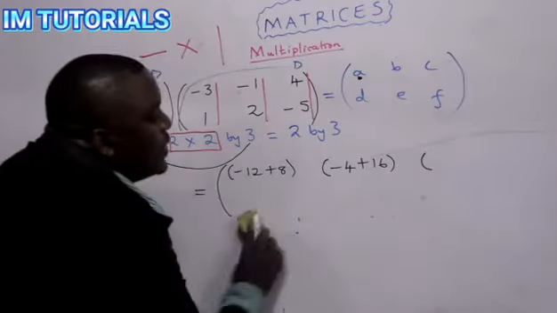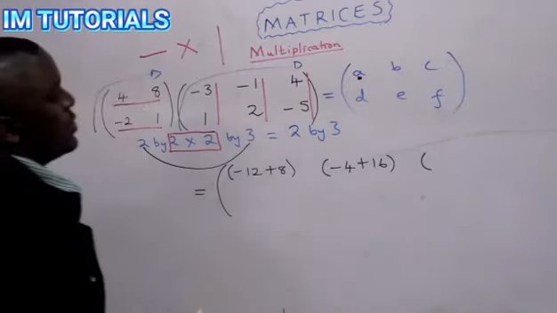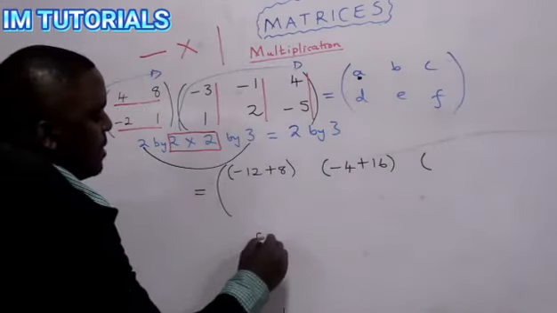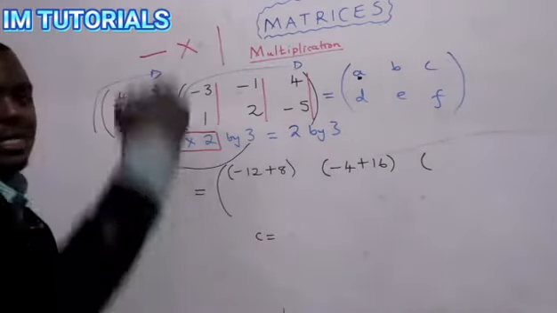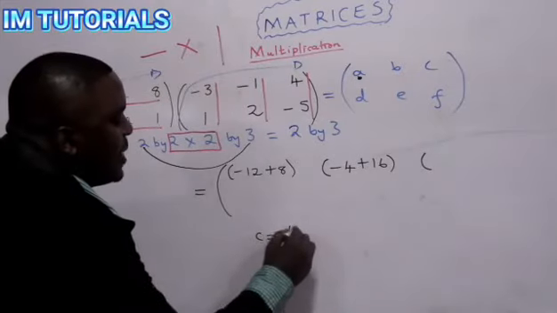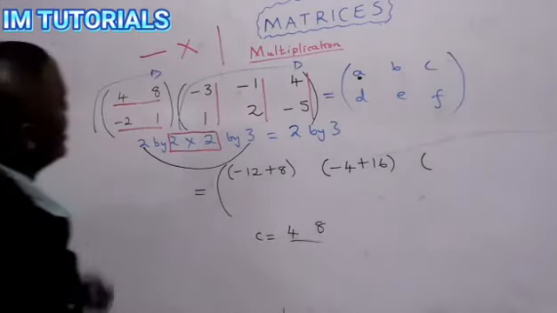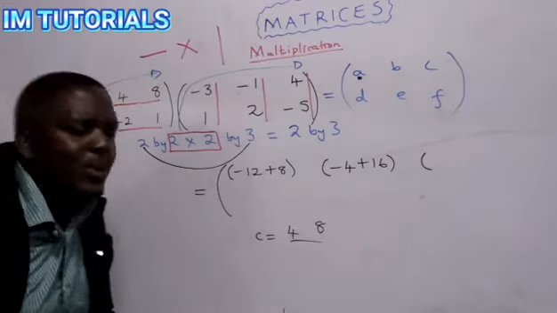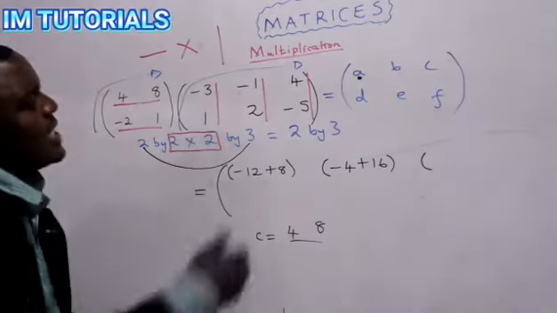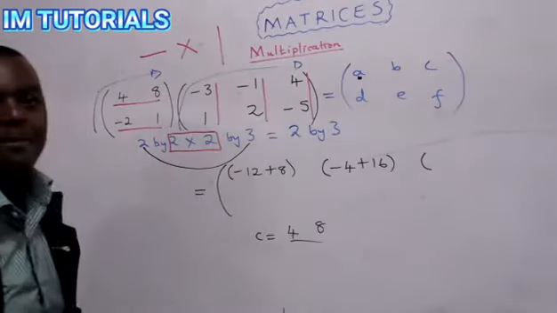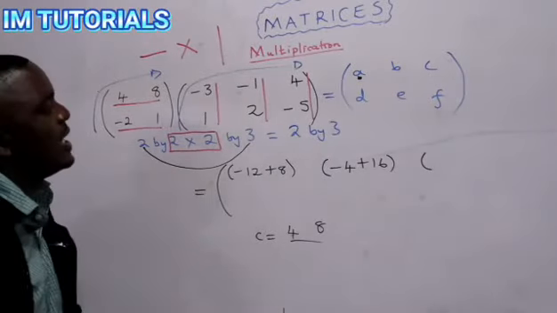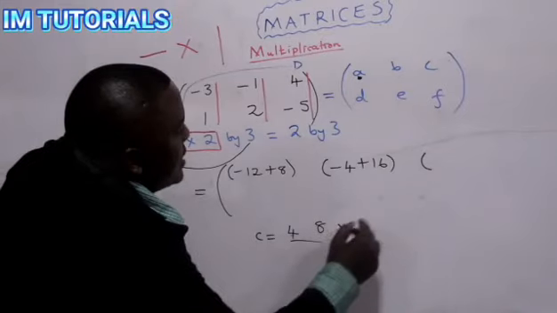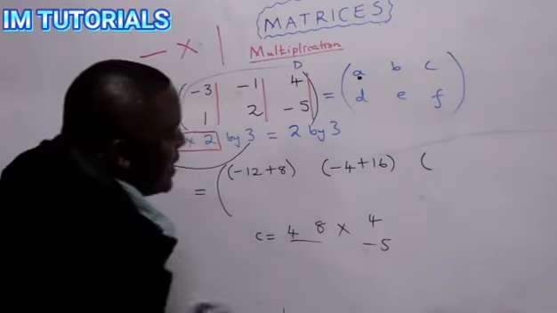Right, then we move on to C. The position of C is above. So since it is above, I'm going to use 4, 8, the above row. But what is the appropriate column? You can notice that C is being found in the last column. Since C is being found in the last column, I'm going to use 4 minus 5.